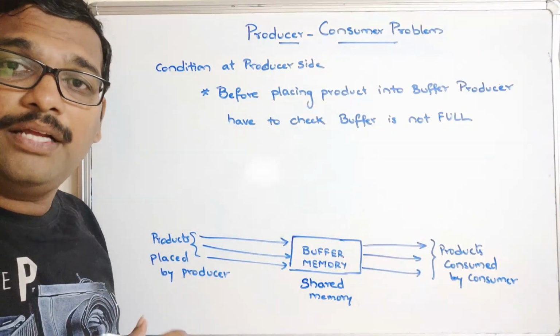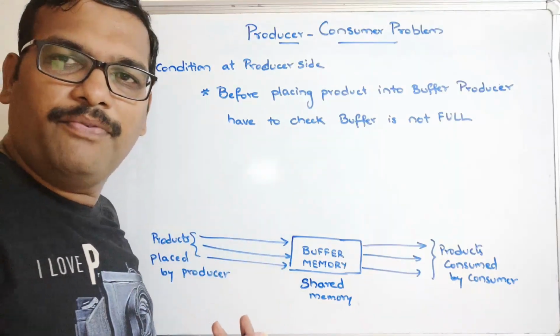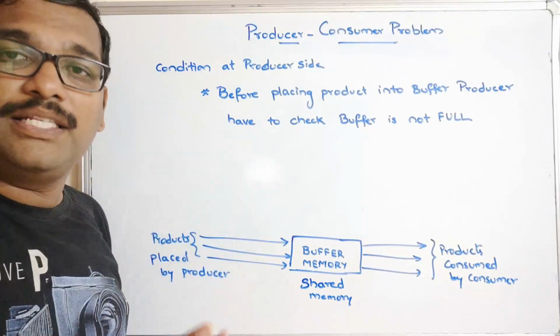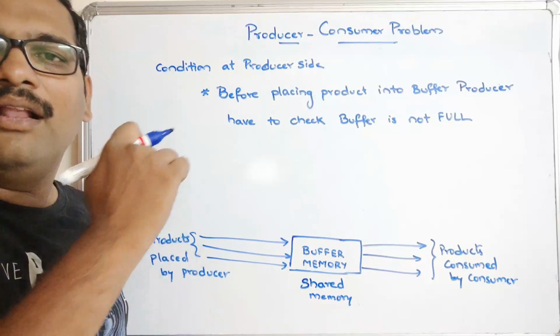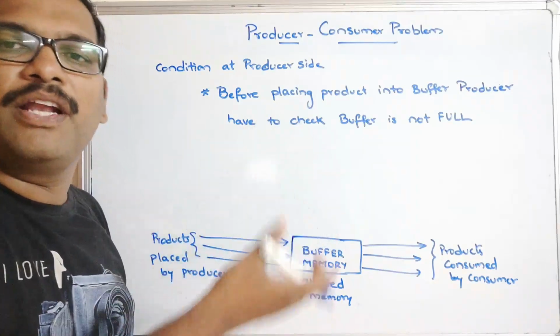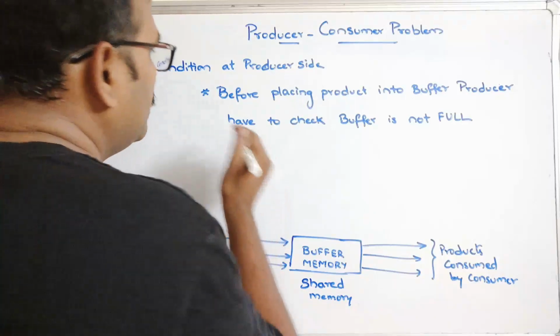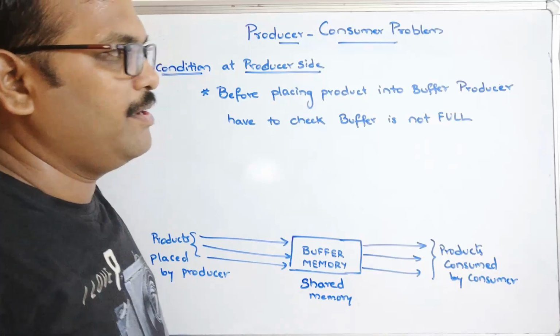Here it is a memory, so some amount of memory is allocated for this particular buffer. If the buffer is full, that means the memory is full, so we can't place the products into the buffer. The producer has to wait until some memory is released, that means some products should be consumed by the consumer. So this is the condition at the producer side.